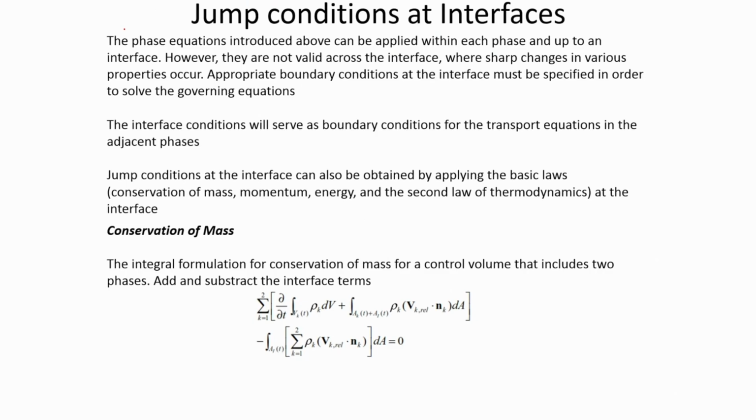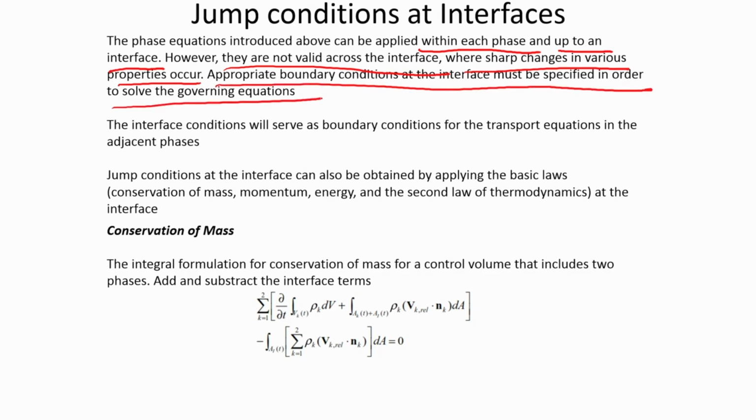Okay. Why are the jump conditions important? Now, the phase equations that we introduced above can be only applied within each phase and up to the interface, right. So, it is sum total of each of the phases that we did, we just summed over all the phases. However, they are not valid across the interface where sharp changes in various properties happen. Like we said, when liquid water gets converted to water vapor, there is a density change of approximately 1000. So, appropriate boundary conditions at the interface must be specified to solve the governing equations, right.